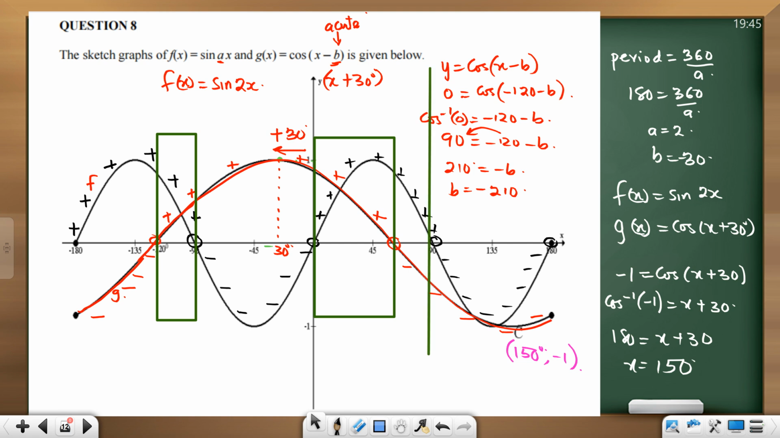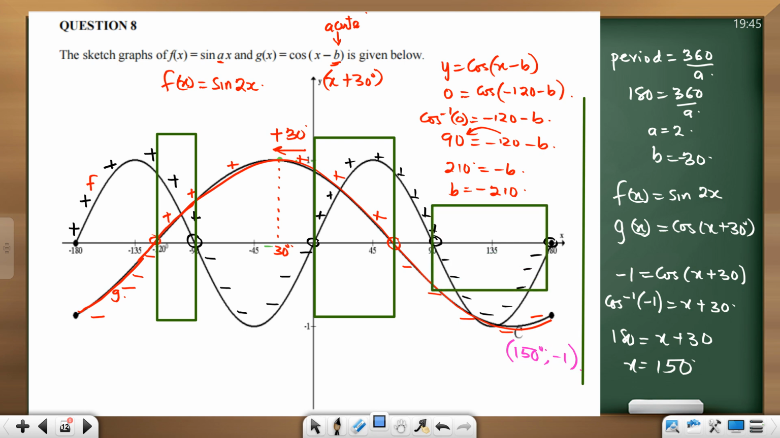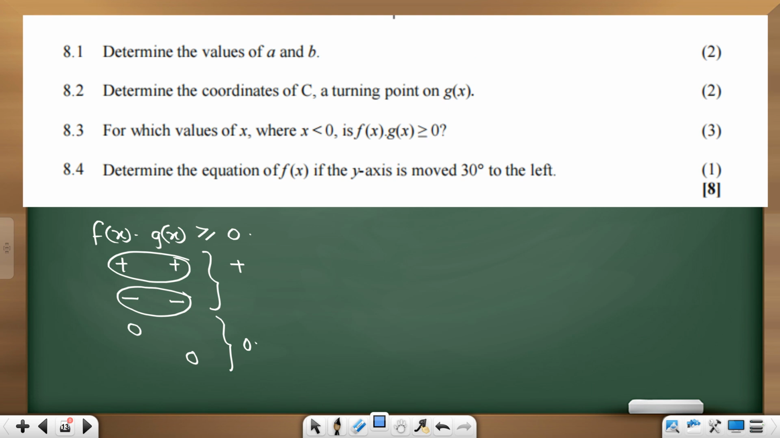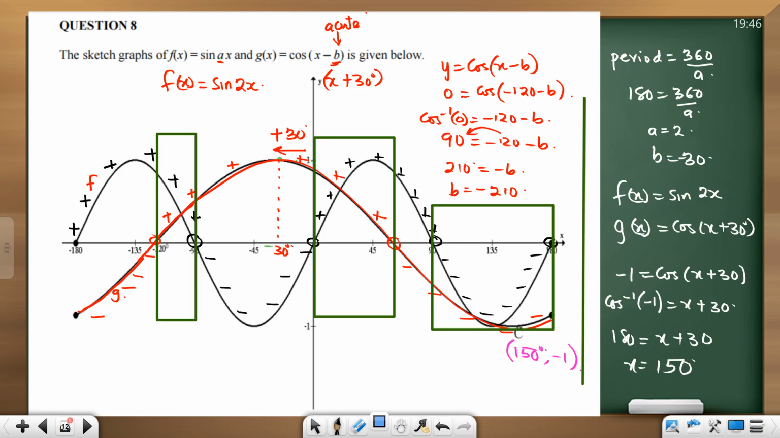Positive and negative. What do I have? A 0. And after that 0, what do you notice? Both are negative until 180. Okay, so do we agree that that's part of the answer? How many answers do we have? 3 answers. Let's check the mark. 3. Makes sense.